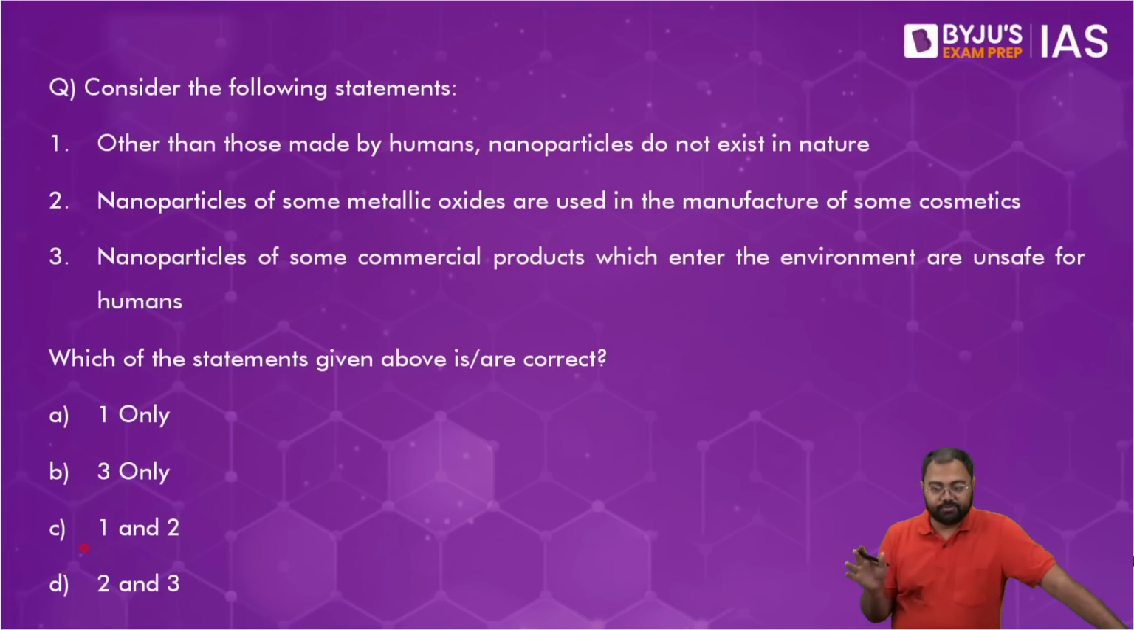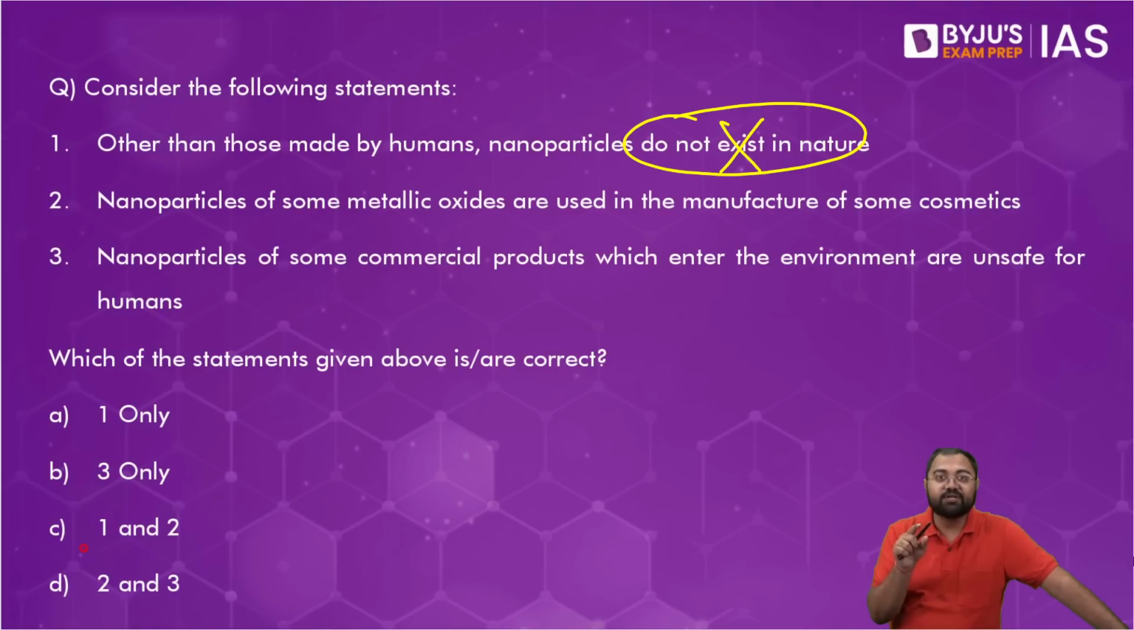One last question before we take a break. This was asked last year, in the 2022 paper. Caffeine was discovered. If discovery is happening, it means that it occurs in nature, so that's why this is wrong. Nanoparticles of some metallic oxides are used in the manufacturing of some cosmetics. Yes, titanium dioxide in sunscreen. So correct. And you get the answer from here.